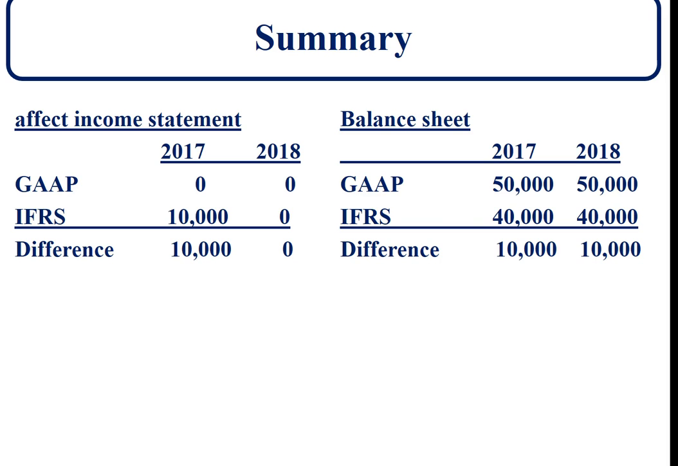Now here is a summary of what that looks like. The effect on the income statement is, of course, we'd have an expense under IGAAP, but we'd have none under GAAP. So we have a difference of 10,000 in 2017, but nothing in 2018. That's why there would be no journal entries. Now on the balance sheet, we would see a difference in the carrying amount for the intangible asset for 2017 and 2018 of 10,000. That concludes my presentation on what happens when you have an impairment of an intangible asset under GAAP and IGAAP.